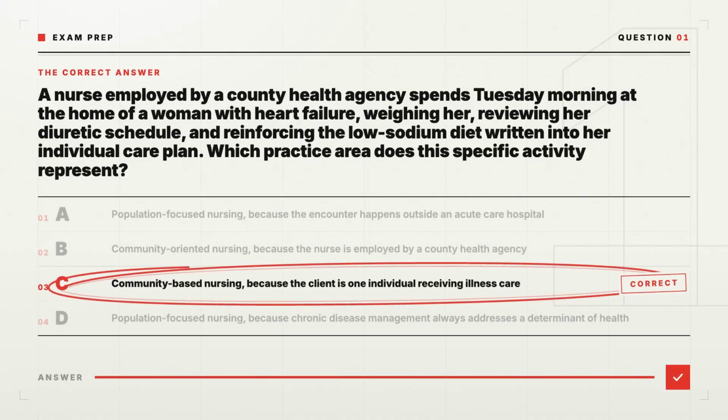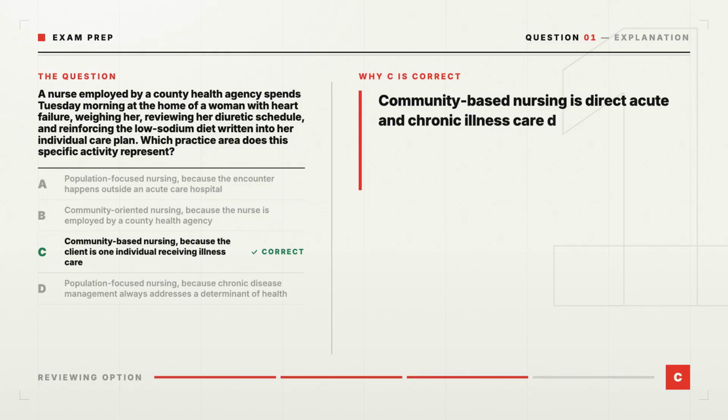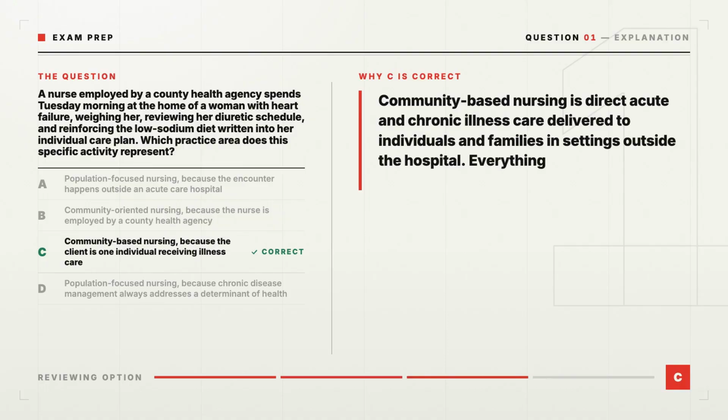The correct answer is C. Community-based nursing, because the client is one individual receiving illness care. C is correct because community-based nursing is direct acute and chronic illness care delivered to individuals and families in settings outside the hospital. Everything in this scenario points to one named patient with a diagnosis and a personal care plan. The bedside relationship has simply moved to a new address.